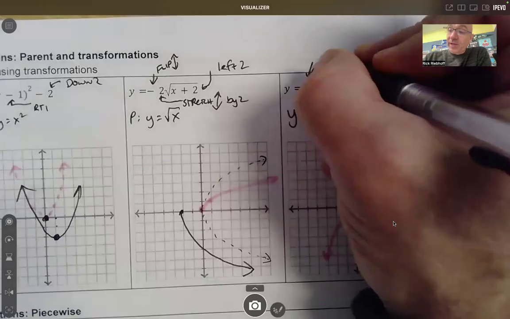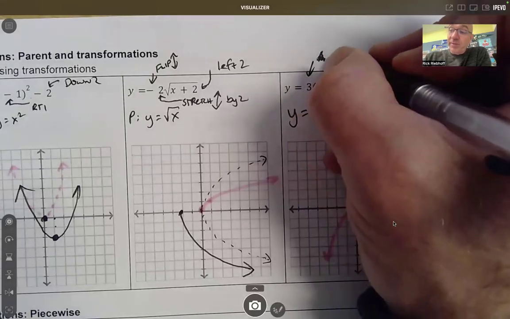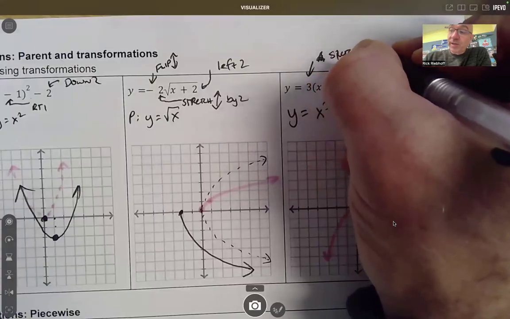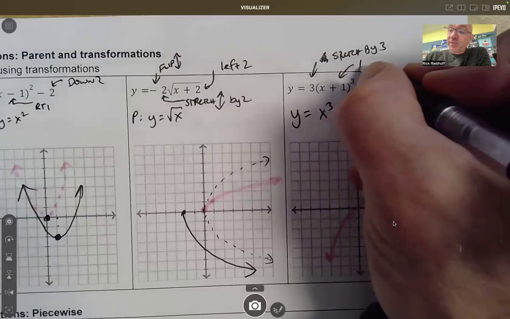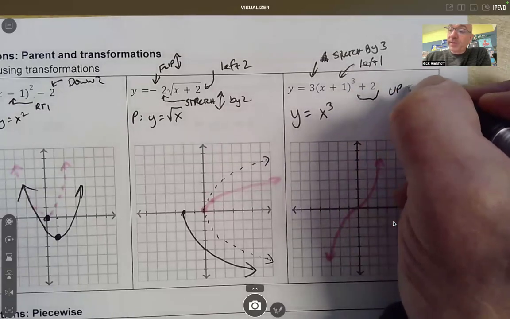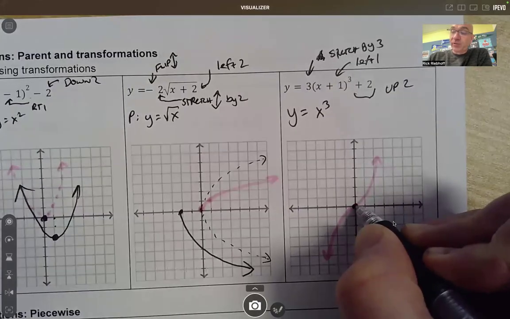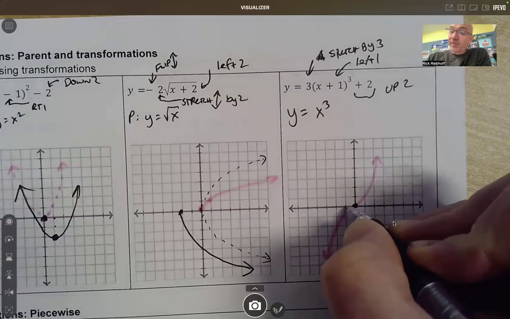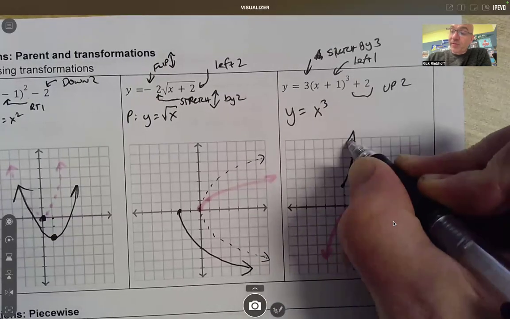And what are we doing to it? Kind of amplitude, same idea, but it's going to be a stretch by factor of 3. This means it's moving left 1. This means it's moving up 2. All right, the most important point is this one that goes through here, and we're moving left 1 and up 2, and it's going to go up faster than before.